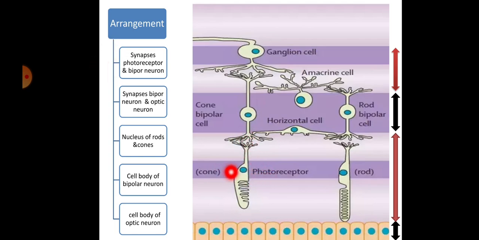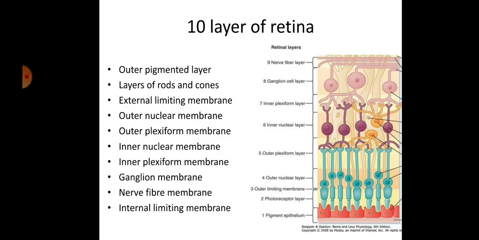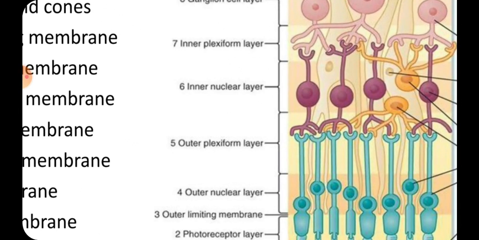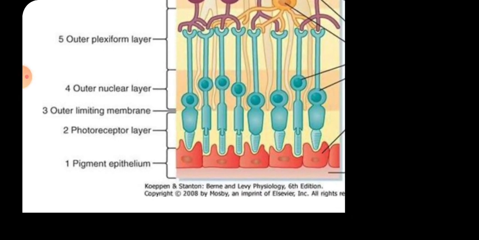See, the nuclei of the rods and cones are arranged in one row. This is a nuclear layer. And the bipolar neuron cell bodies are arranged in another row. So that is called another nuclear layer. Like this, 4 layers are converted into 10 layers. So I am going to explain the detail in this picture: the 10 layers of the retina.